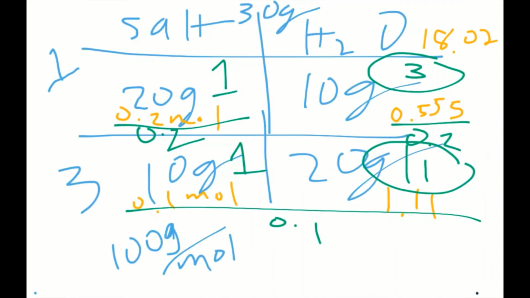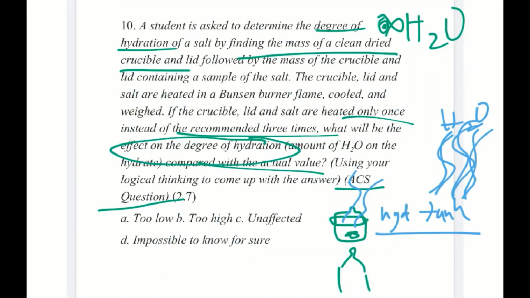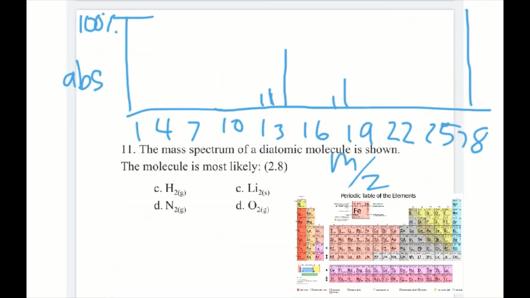The degree of hydration heating it once was calculated theoretically to be 1 to 3, but the actual value, which is the one where you heat it more, which gives you a more accurate value, is 1 to 11. So it seems like our degree of hydration is too low, and that is our answer. So let's move on to the next question.